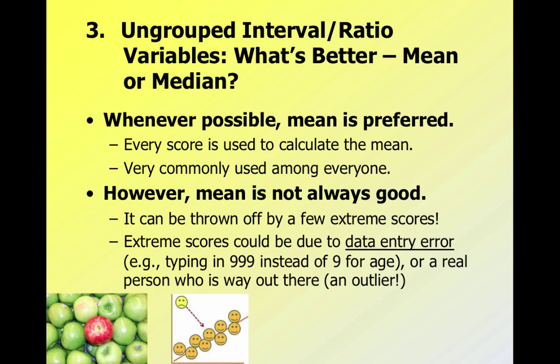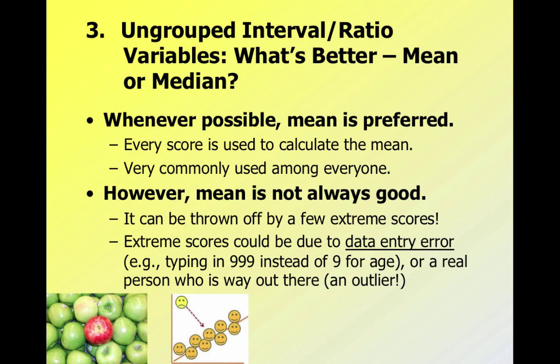Sometimes instead of reporting an age of 9, you can type in 99, or type in 999, especially if you're working with just a study on adolescence. Instead of putting 9, you'd be like, whoa, where did this old person come in, right? That would be an outlier if it was true, but it could also be a data entry error.